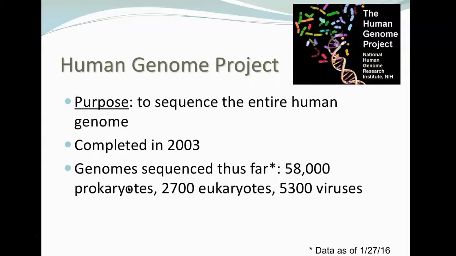What I want you to notice from these numbers is we know the genomes of more prokaryotes than anything else. Why is that? Well, there are more prokaryotes on Earth than eukaryotes, but it's because their genomes are smaller. You all know eukaryote genomes are a lot larger and a lot more complicated, so fewer eukaryotes have been sequenced so far.